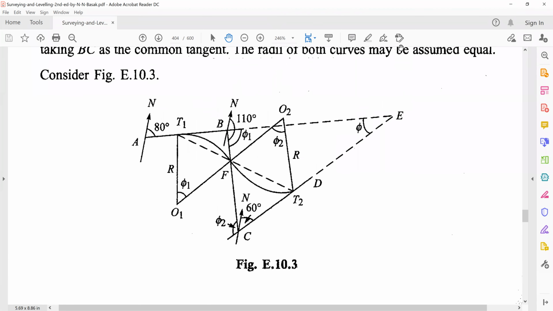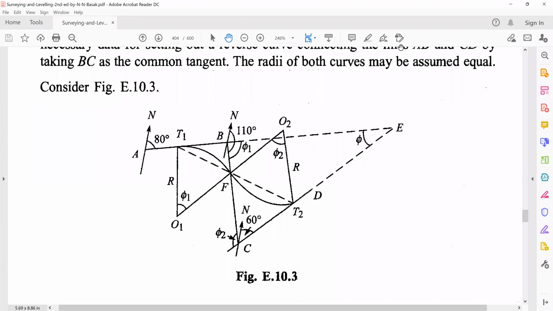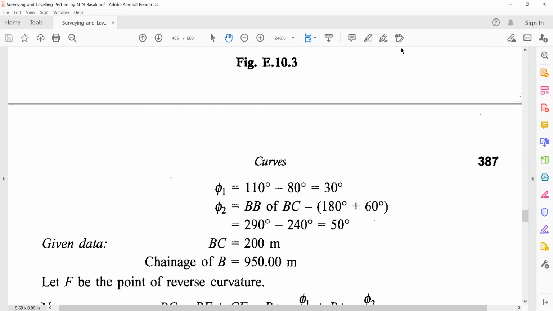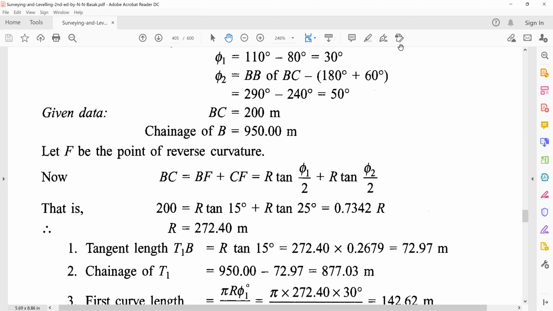And what they have given us is the length of the common tangent BC, which is 200 meters. What we are trying to find out first is the radius. In order to find the radius, we can make use of the relation for the length of the common tangent. That is equal to the tangent length of the first curve plus the tangent length of the second curve. So 200 is equal to r tan phi 1 by 2, so r tan 15, plus r tan phi 2 by 2, so r tan 25. Since the radius is the same, we have just one variable in this equation, and we can find out the radius.